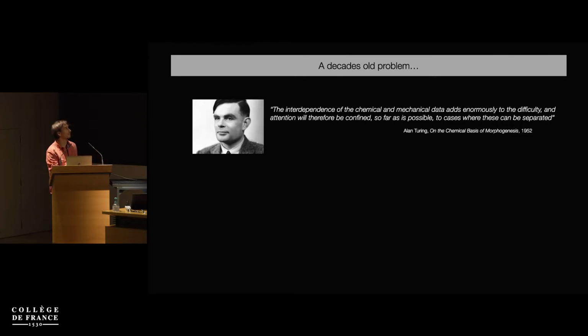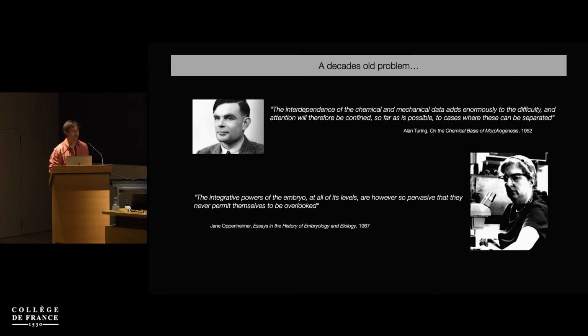We actually know this. Alan Turing already said, in a very famous quote from his famous chemical basis of morphogenesis work, that you essentially have to look at cases where chemical and mechanical information can be uncoupled from each other, because the fact that they are so integrated adds enormously to the difficulty of studying these systems.